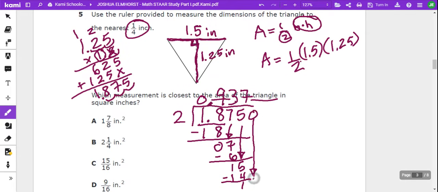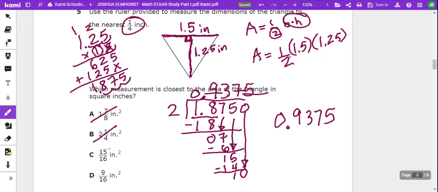And we go one more decimal place value. 2 goes into 10 5 times. So the area is 0.9375. So we know it's not the first two. Now we need to figure out, is it 15 out of 16 or 9 out of 16? Well, 9 divided by 16 and then 15 divided by 16.